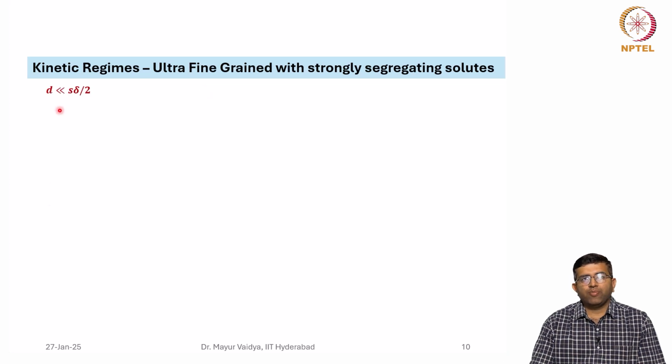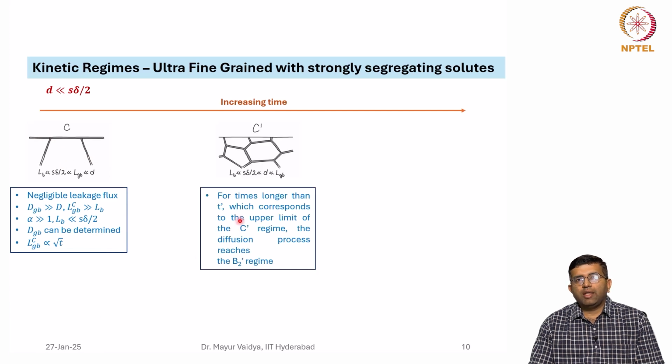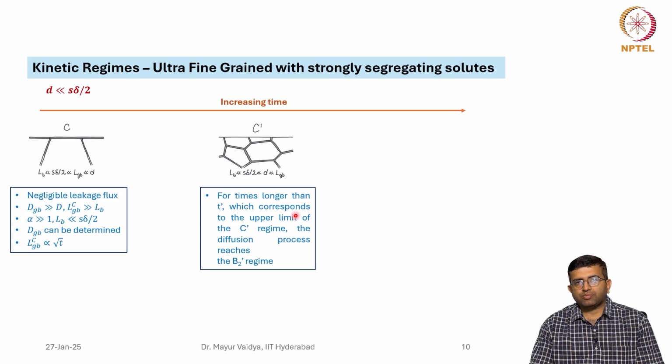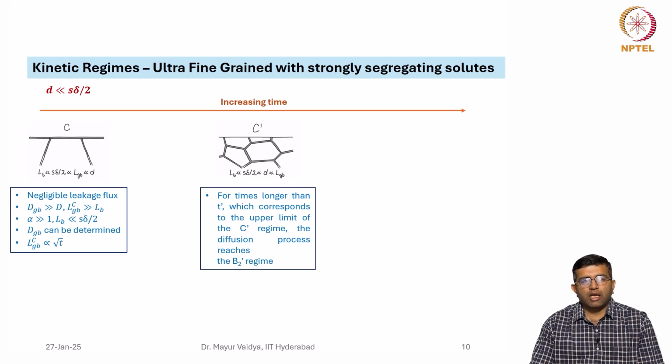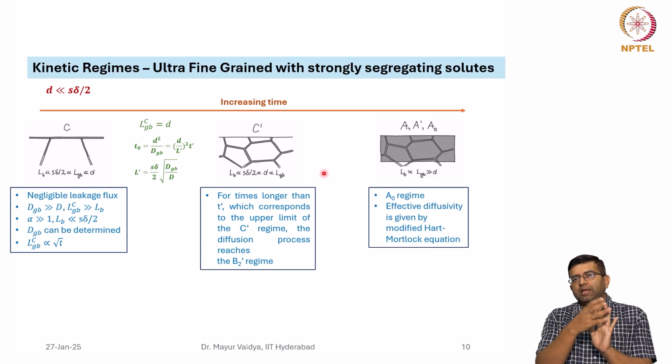So, in that case, when the d is much less than S delta by 2, the first regime is the C regime. Again, it remains very similar to what we have seen before. Then, for times which are longer than T dash, this changes to the C dash regime. And again, the transition times are similar to what we saw previously. But now, because of these strongly segregating solutes, there is no B regime that is attained directly.